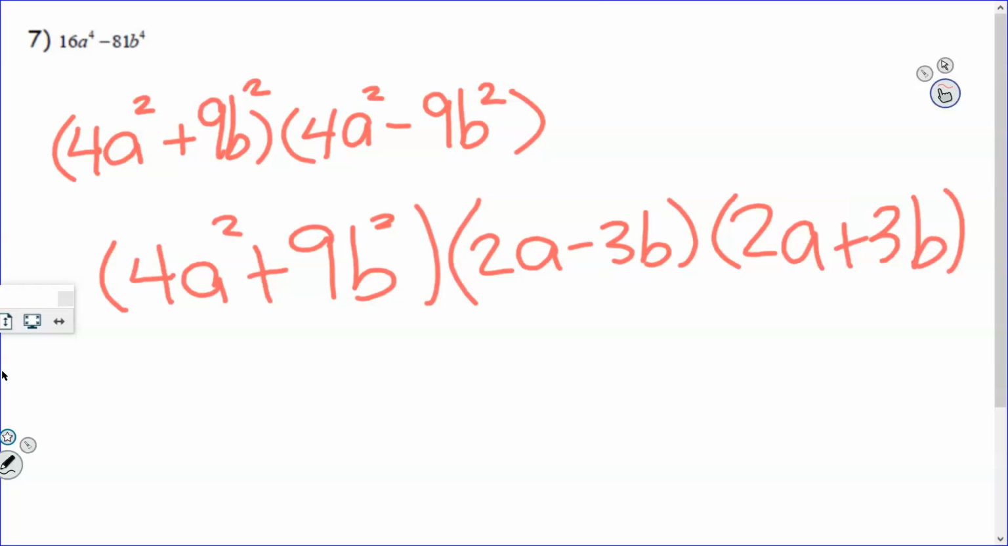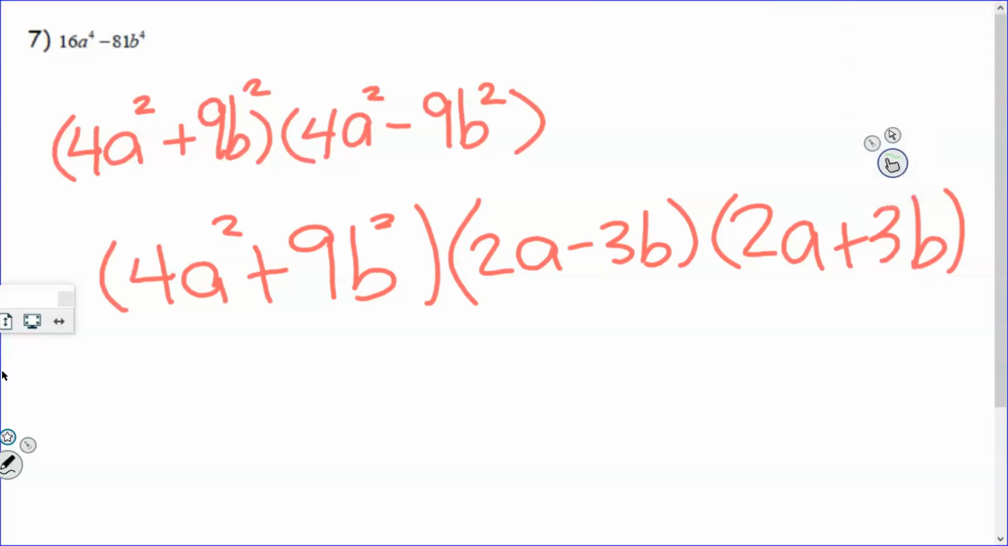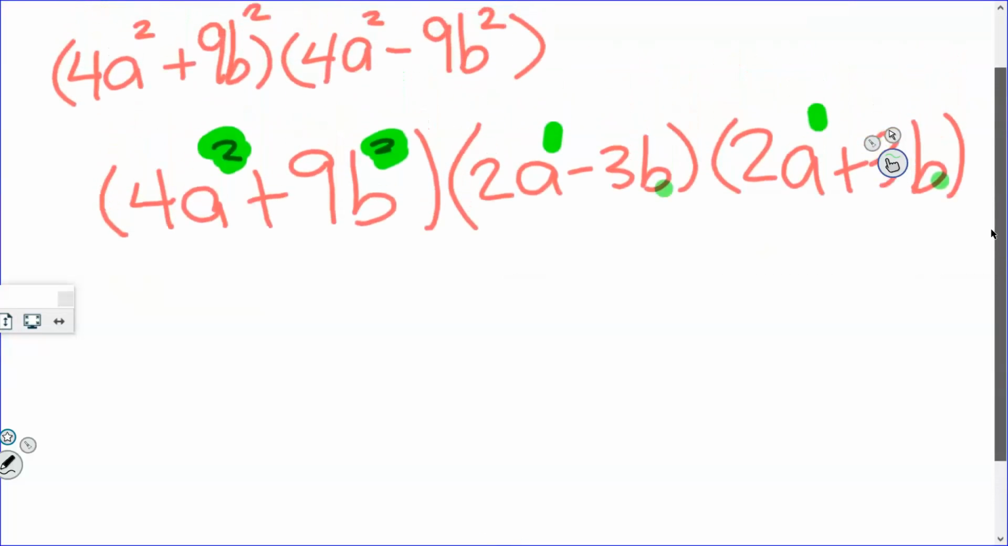Guys, how many a's did we start out with? How many a's were in the original problem? 4. And if you notice, they're still here. 1, 2, 3, 4. They're still there. They've just been all factored out. Same for your b's. 1, 2, 3, 4. So it's all still there.